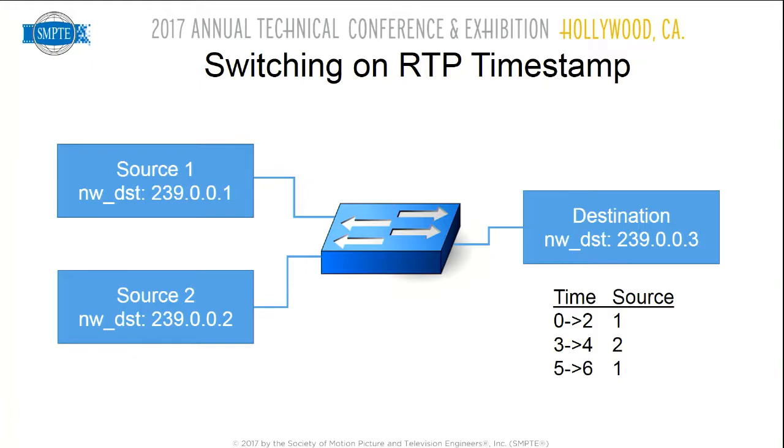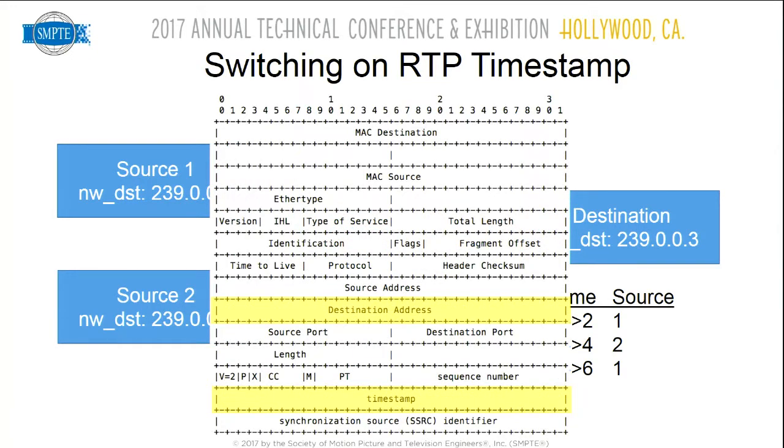And there's a single output, and that single output receiver is listening on 239.0.0.3. For a certain RTP timestamp time, I want to take source 1. For another set of times, I want it to take source 2, and then go back to source 1. And this is switching both on the destination IP address as well as the RTP timestamp that's way down in the packet header.